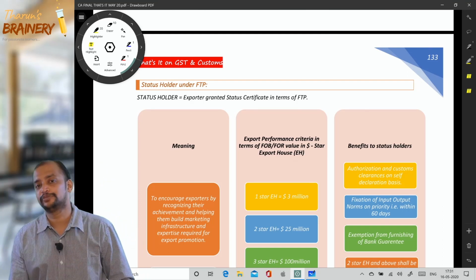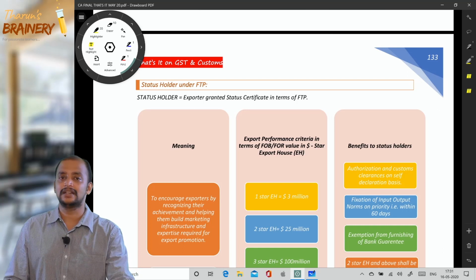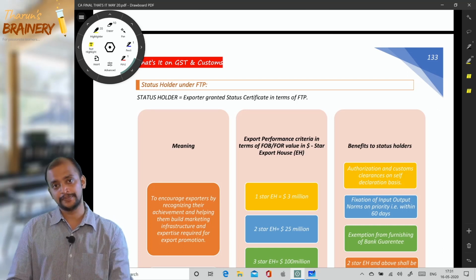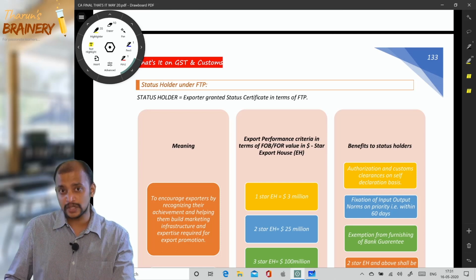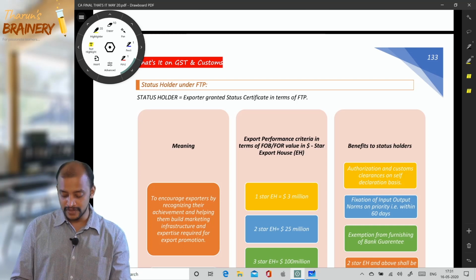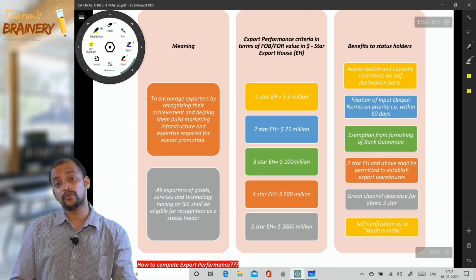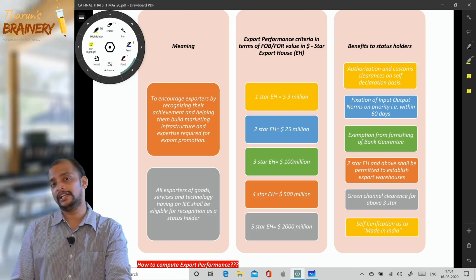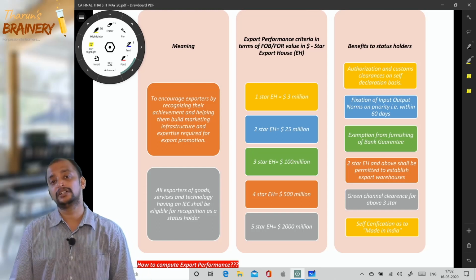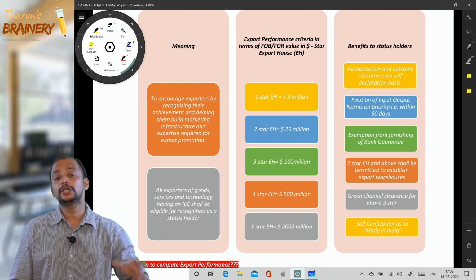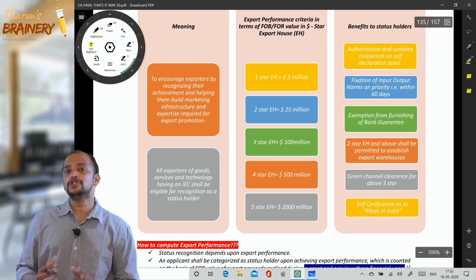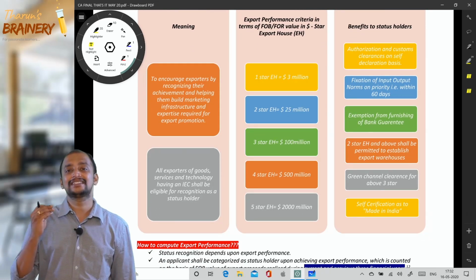Now what is that export performance? To get 1 star status, you should be exporting $3 million. If you want 2 star export status, then you should be making $25 million. If you want 3 star, it should be $100 million. If you want 4 star, it should be $500 million. And if you want 5 star, $2,000 million. So that much of exports you should be making to get that star status.